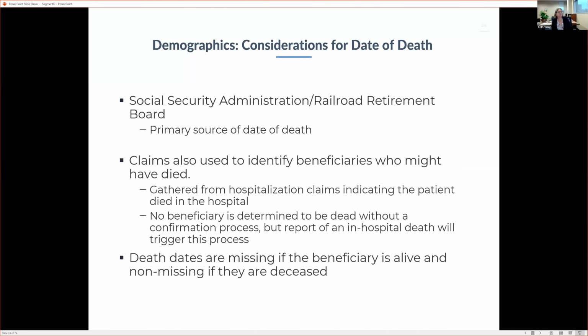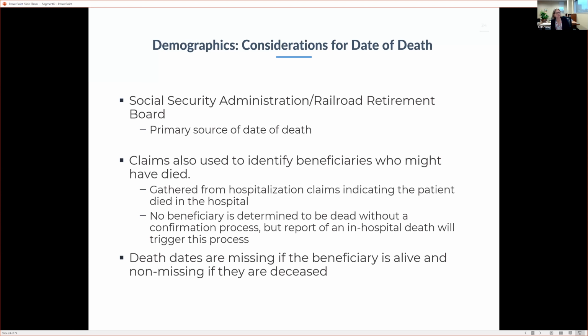So, considerations for date of death. This is the next thing, and this is one that is certainly changing over time. This is when we talked earlier about secular trends. This is an example where there might be a secular trend that you want to watch for.